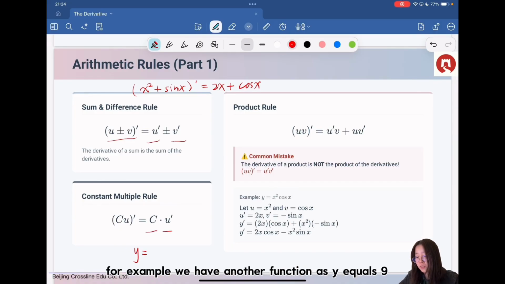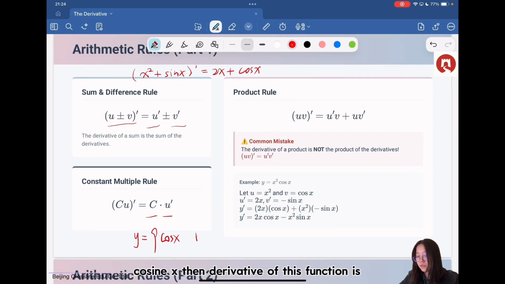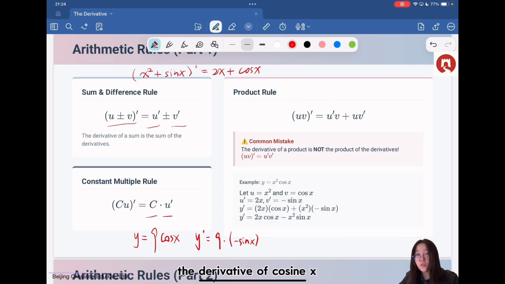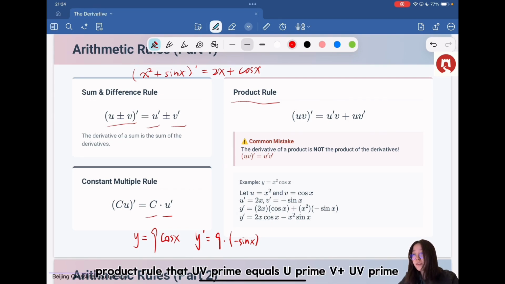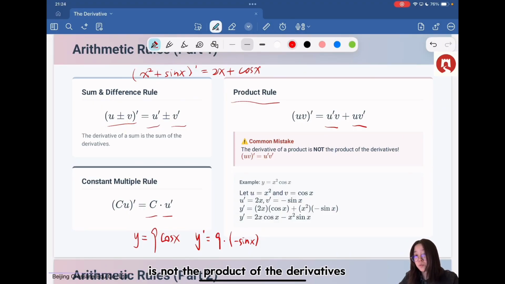For example, we have another function as y equals 9 cosine x. Then the derivative of this function is 9 times minus sine x, which is the derivative of cosine x. And if we have two functions multiplying each other, then we use this product rule that (uv) prime equals u prime v plus u v prime. Pay attention to the common mistake that the derivative of the product is not the product of the derivatives, okay? They are not equal.